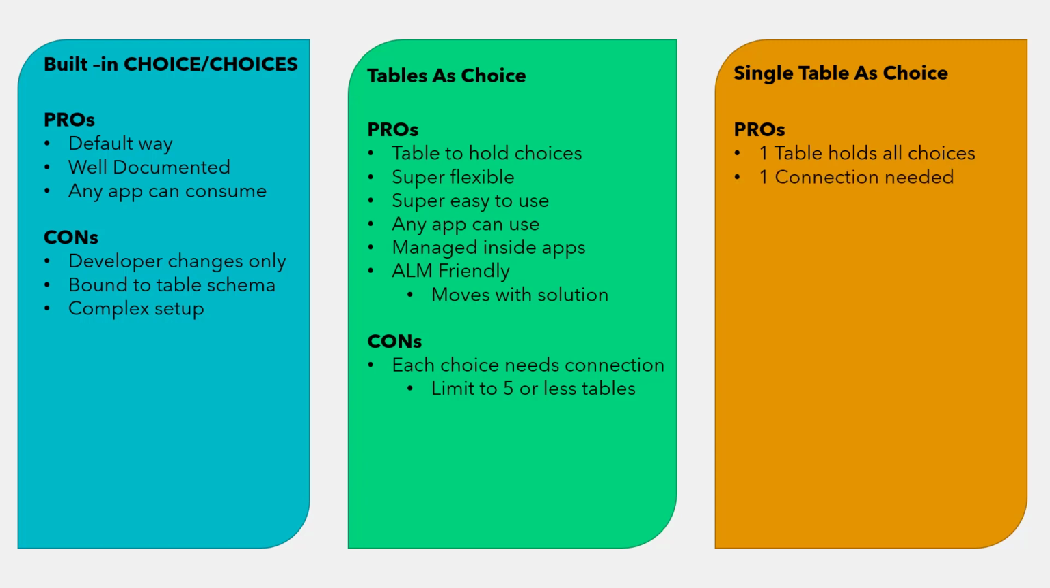Instead of a choice option being a row, each row in this table simply is going to represent one individual dropdown, and its values are all going to be stored in a single cell. Because of that, one connection is needed. It's super flexible. Also, any app can use it.